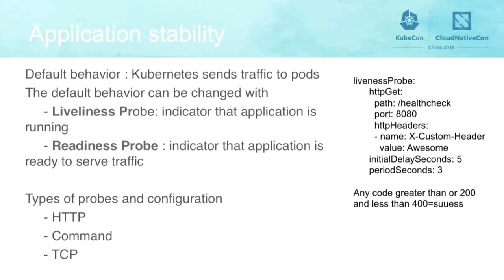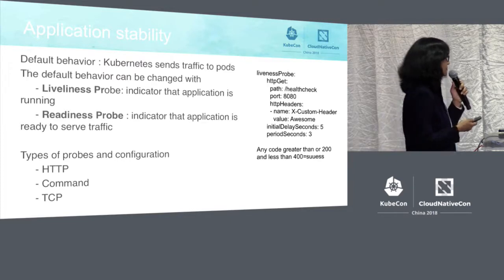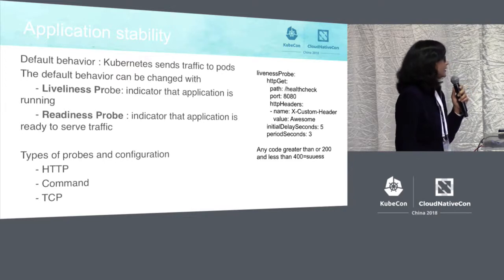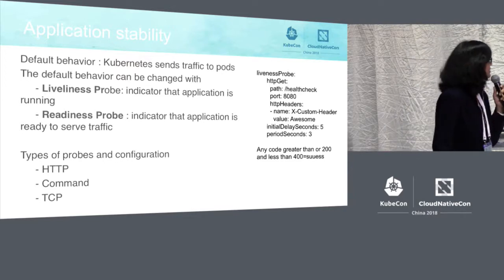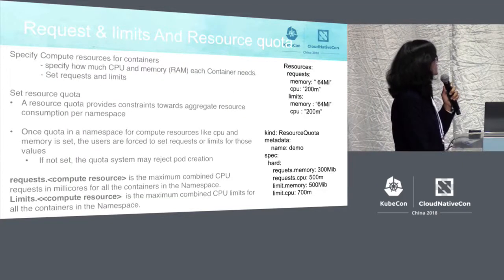Application stability. That's where these two health checks come in, the liveness probe and the readiness probe. I have an example of liveness probe here, but the readiness probe is similar. Liveness probe indicates when the application is ready and running. Readiness probe tells Kubernetes when the application is ready to take traffic.